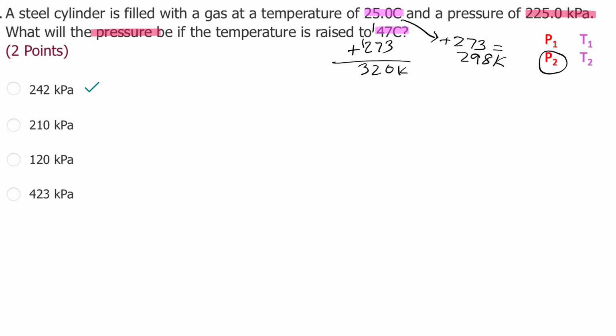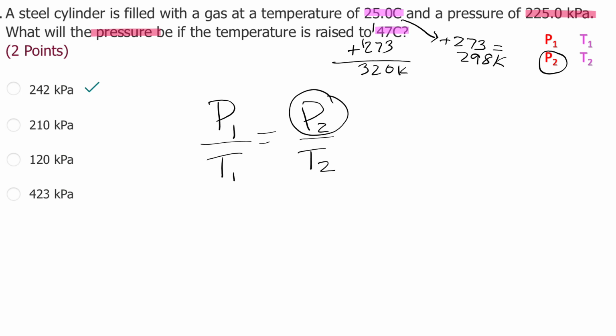So we have a T1 and a T2, and we have a P1, so we're solving for P2. If we have pressure and temperature, that's going to be Gay-Lussac's law. P1 over T1 equals P2 over T2. We're solving for P2. So again, the cross multiplication that does not involve the variable will be on the numerator. Everything else will be in the denominator. So now we're going to solve.